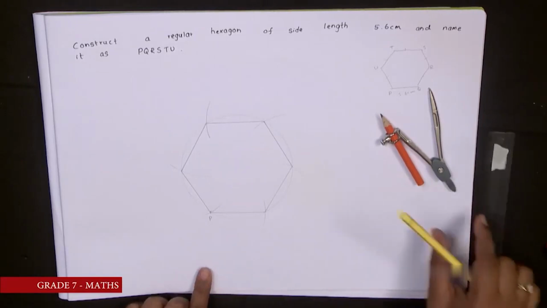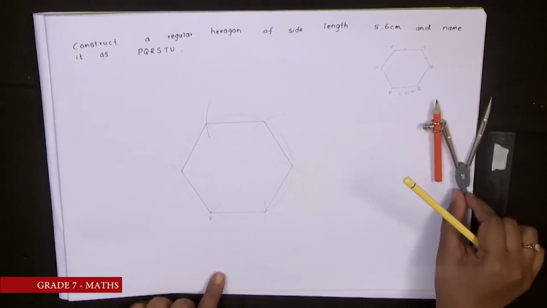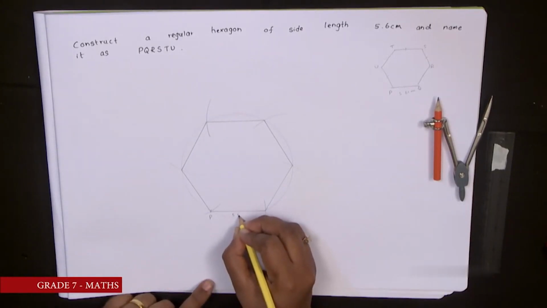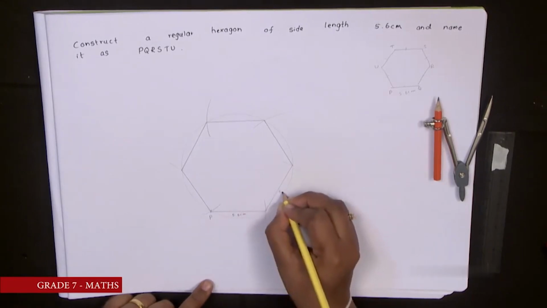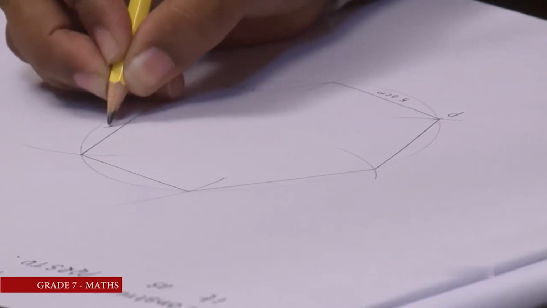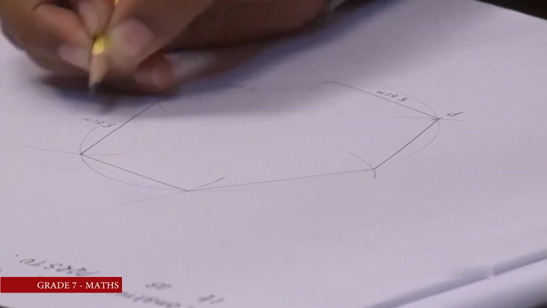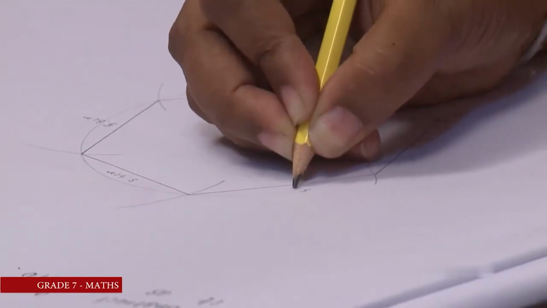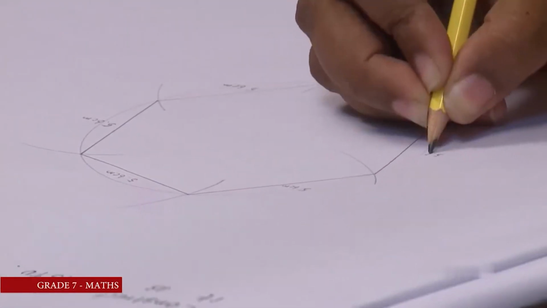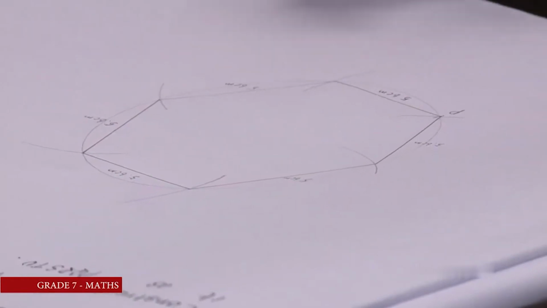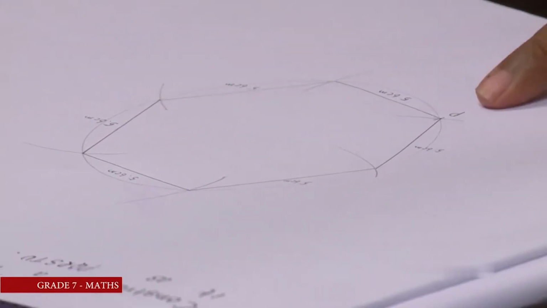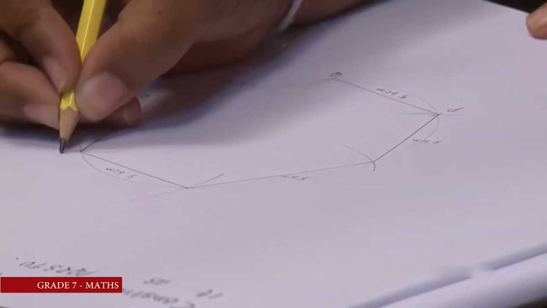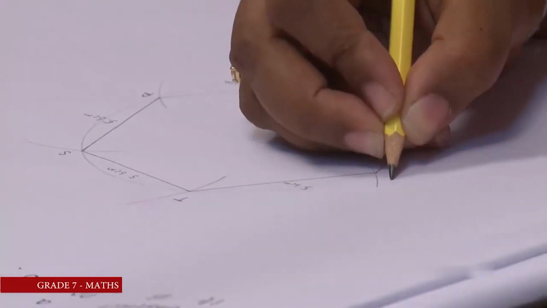Right. Now, we have completely drawn a regular hexagon, but we have to mark the length of its sides, that is 5.6 centimeters each. So, we will mention that also. And we have to name the regular hexagon. So, we have point P, we have to mark point P, Q, R, S, T and U.